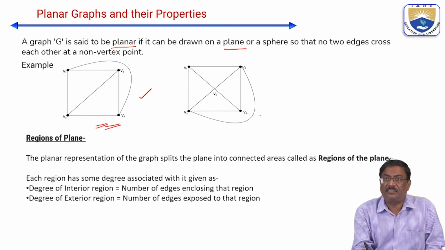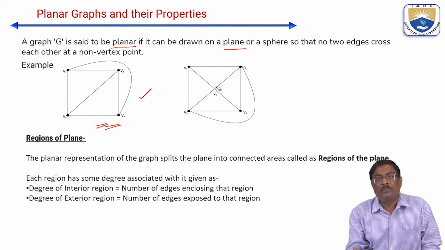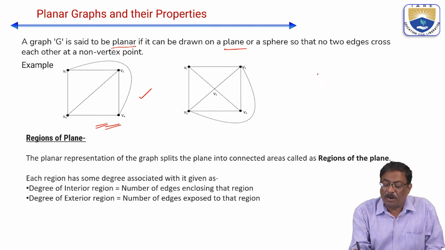Suppose we consider another graph like this. Now here, edges are intersecting at a non-vertex point, so we can say that this graph is not planar. This graph is not planar.